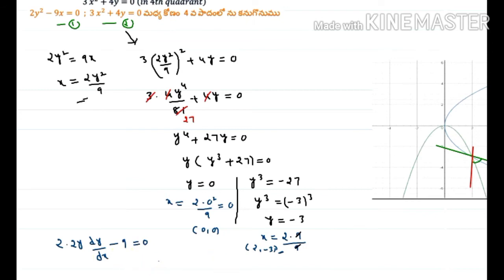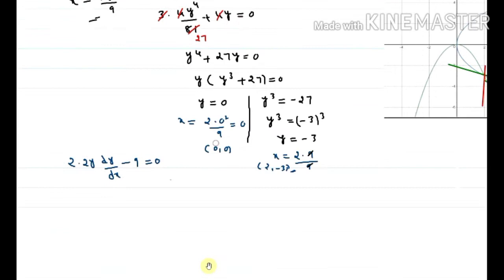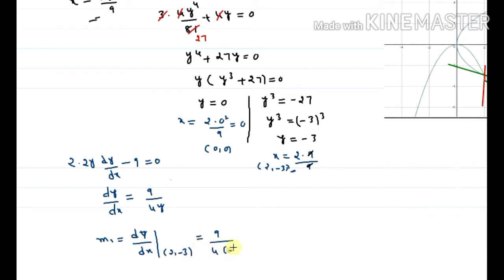So from this I can write dy by dx is equal to 9 by 4y. Now m1 is dy by dx, and we have already calculated the point as 2 comma minus 3. Substitute here 9 by 4 into y, that is minus 3. On cancellation, 3 3 ja 3 1 ja, I will get minus 3 by 4. I got m1 as minus 3 by 4.